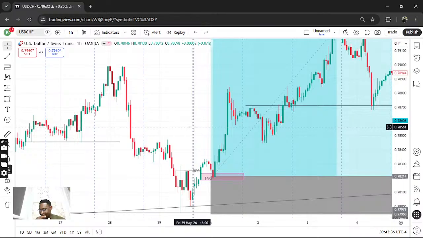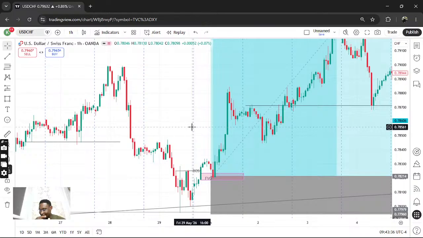Now, the market on Tuesday, this is Monday, the market traded this way on Tuesday. On Tuesday, the next thing you need to expect is you wait for the manipulation to happen. Wait for the manipulation to happen.